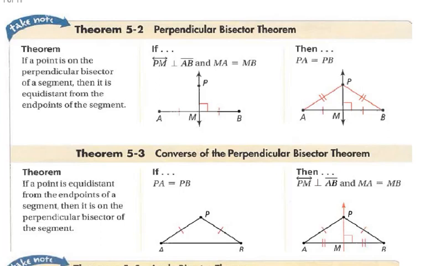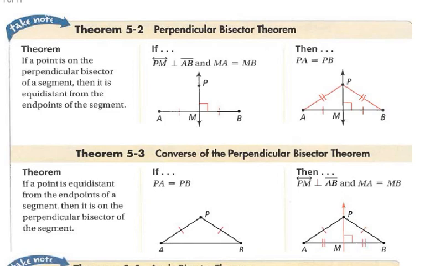Alright, today we're going to talk about perpendicular bisectors, and there's 4 theorems that we need to learn and then apply. The first theorem says that if a point is on a perpendicular bisector of a segment, then it's equidistant from the endpoints of the segment. What I really want you to notice is this symbol right here. That means perpendicular to.